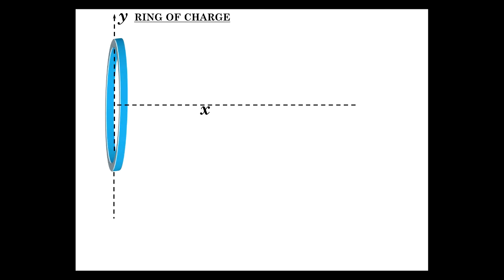Let's now solve for the electric field produced by a ring of charge that is centered on the x-axis. The whole ring has charge Q, and as before with a finite line of charge, we have a and minus a. So a is the radius of the ring, and out here at point P along the x-axis, we're going to determine what the electric field is.